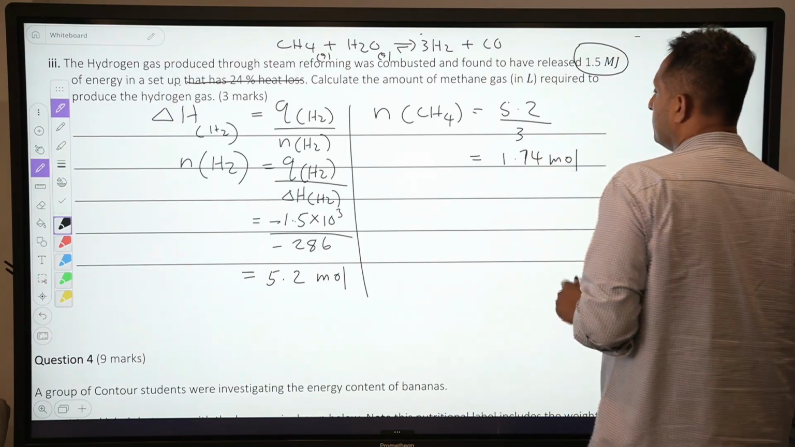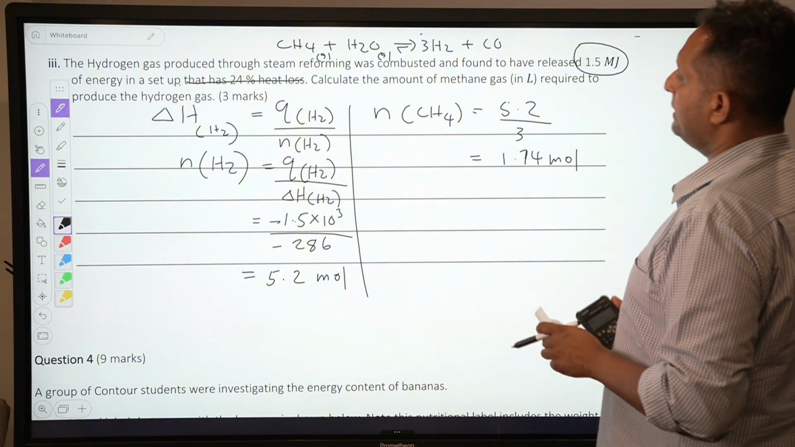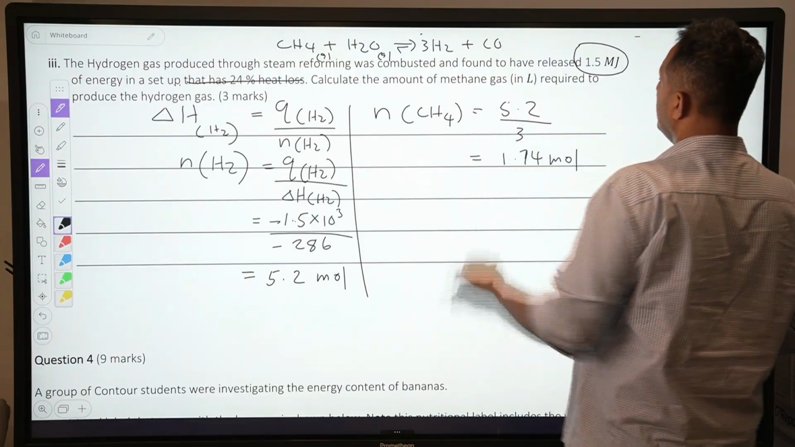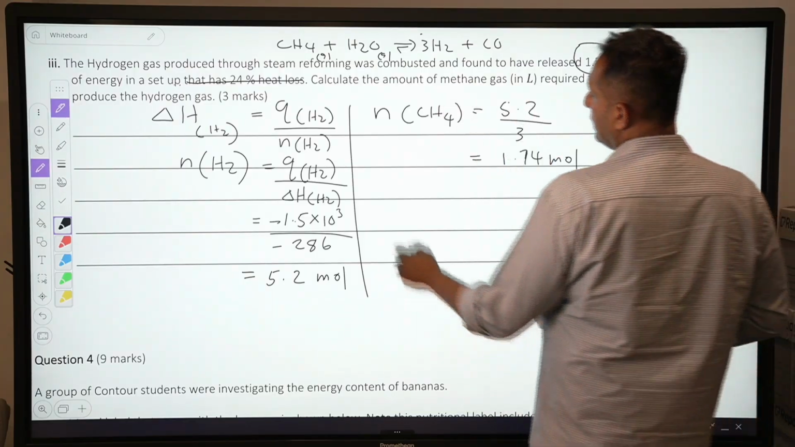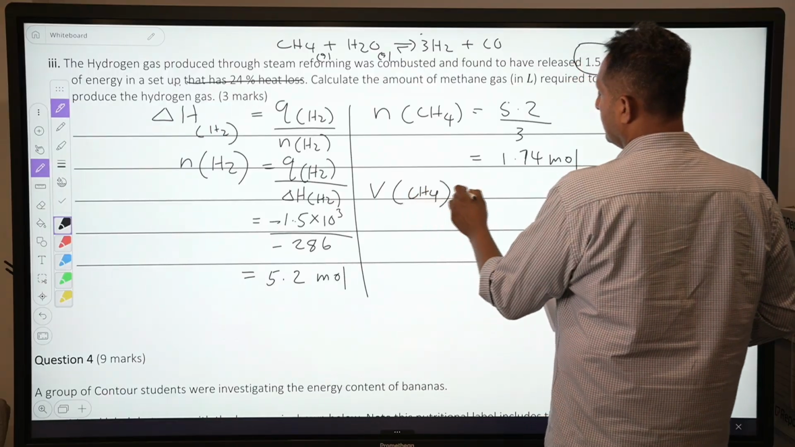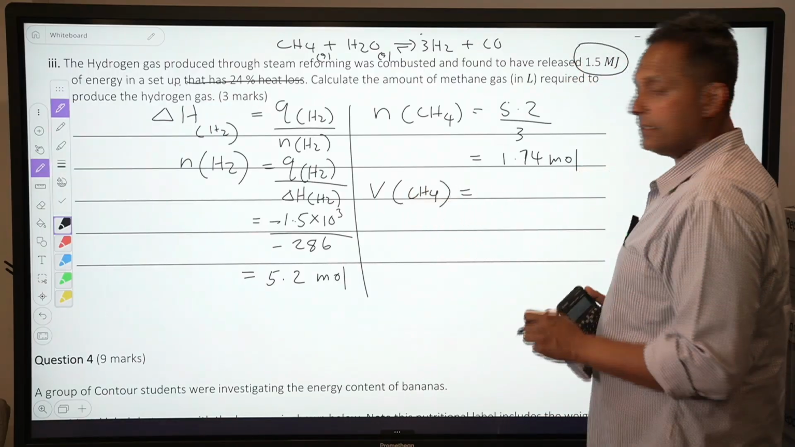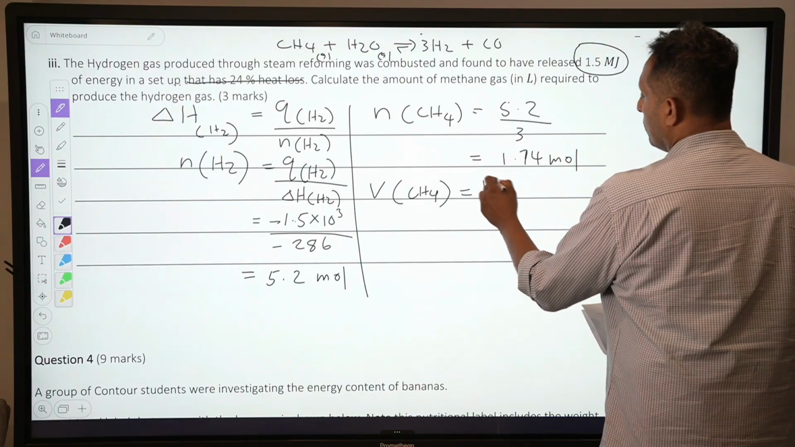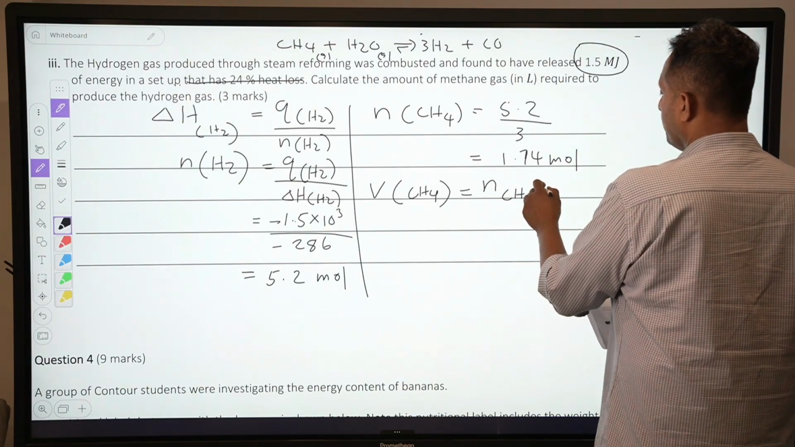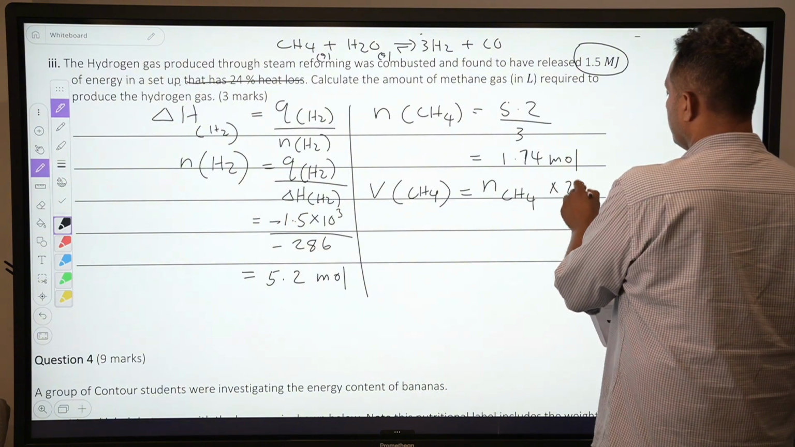1.74 moles of methane. Methane is a gas. The question is asking you to calculate the amount of methane in liters. So we need to find the volume of methane at SLC. You know how to do that, which is the number of moles of methane, which we have found, times the 24.